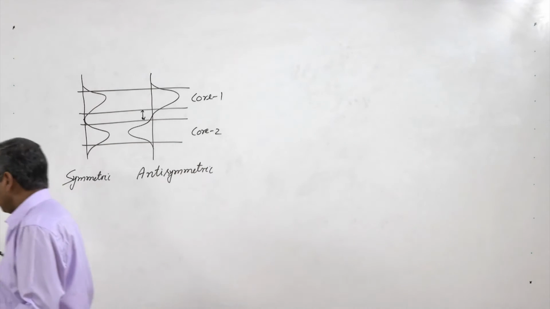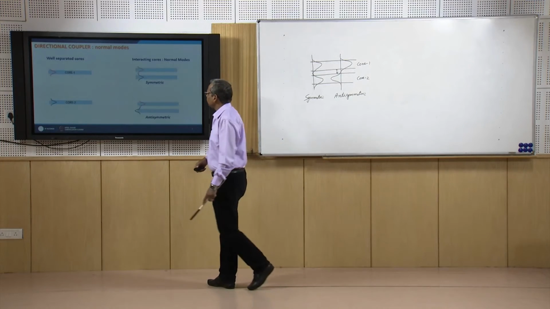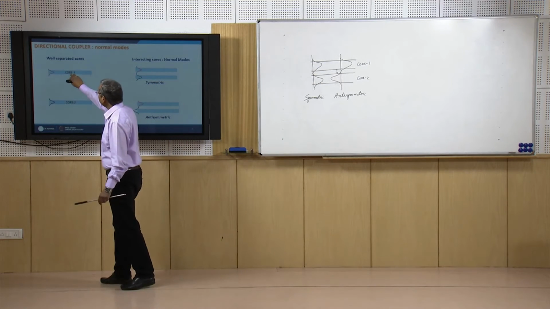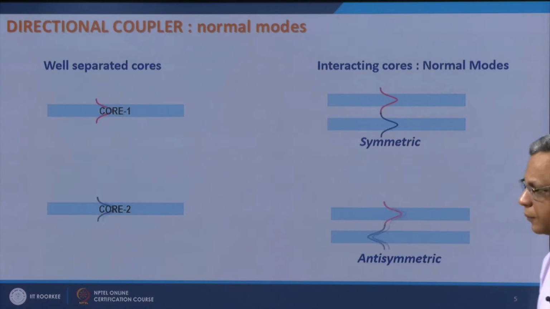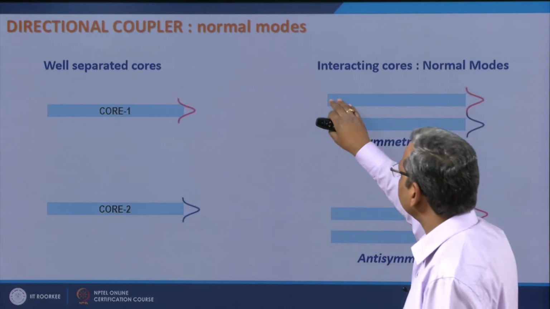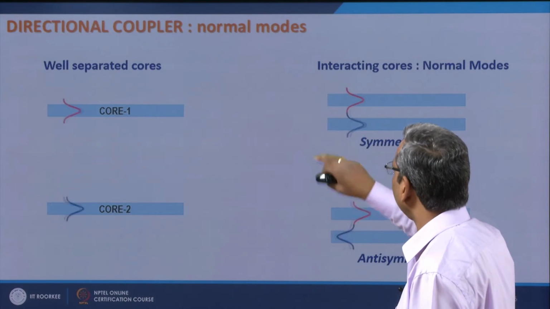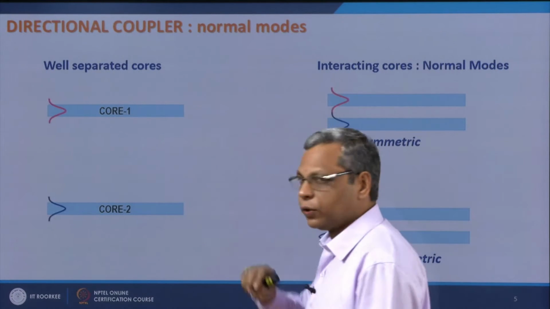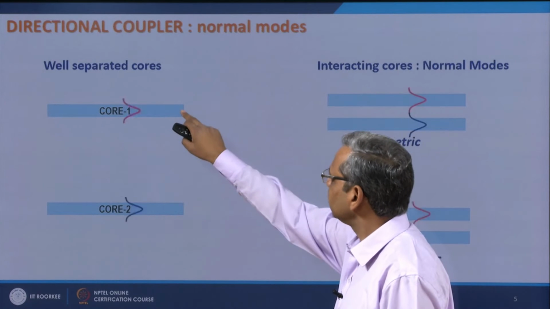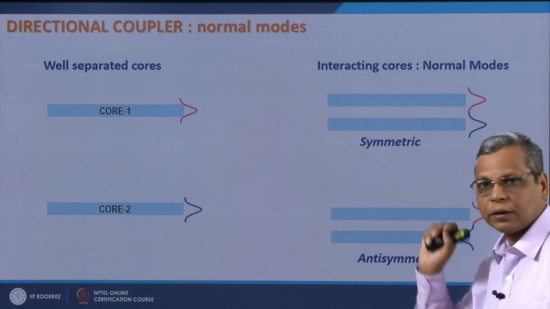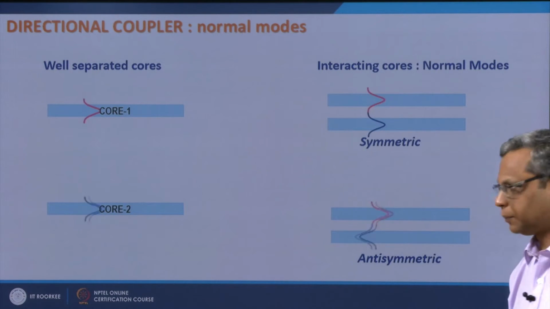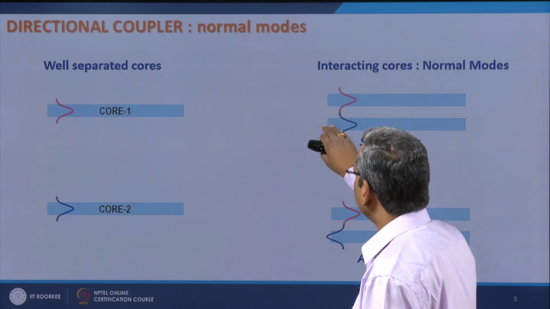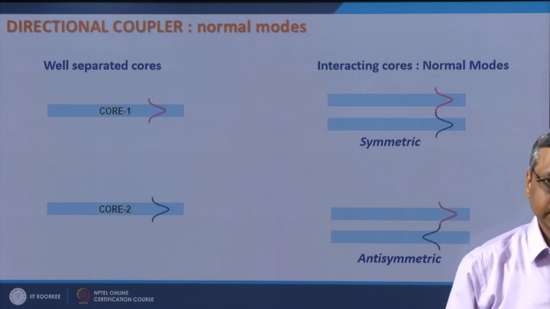Then what happens is that when you bring two cores together, this is not the mode of the composite system. The light in this core is affected by this core, and the light in this core is affected by this core. So, these are no more the modes of the system, that is, if I launch this pattern, it will not propagate as it is, it will not retain its shape. Similarly, if I propagate this distribution in this core, it will also not retain its shape.